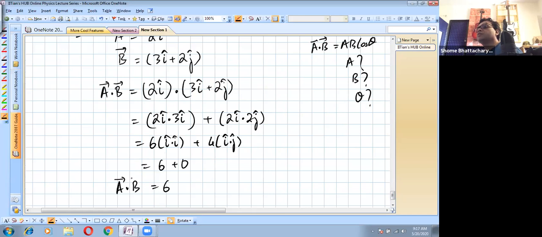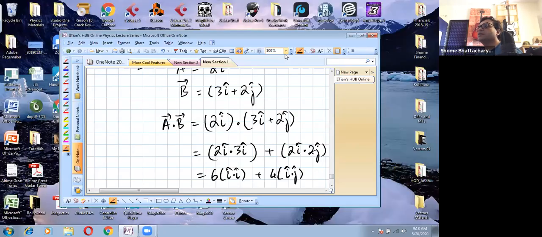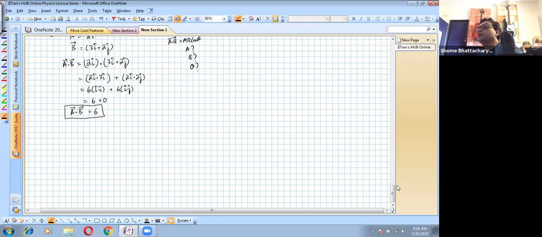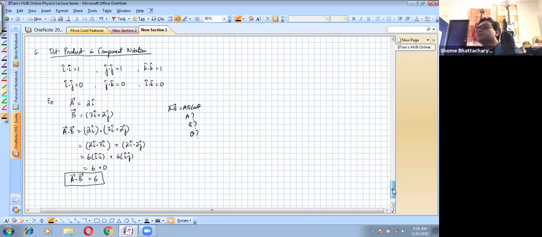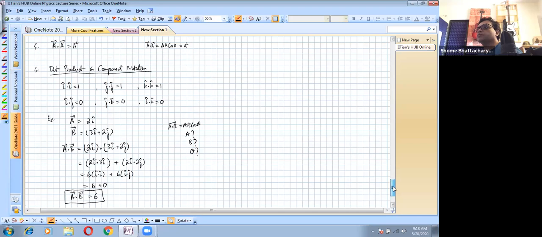So we'll also develop a general formula using the same concept in terms of the general components Ax, Ay, and Az, in case we have both the vectors 3-dimensional. But this is the logic of how we calculate the dot product of vectors which are given in component form.